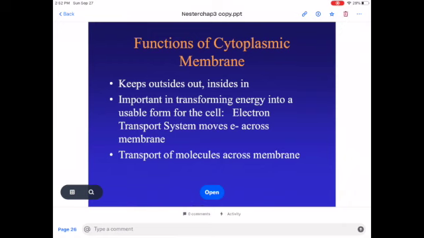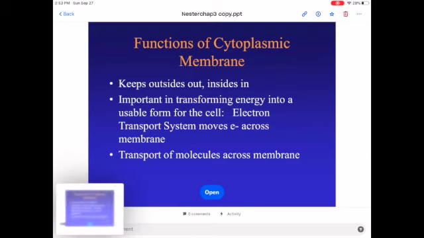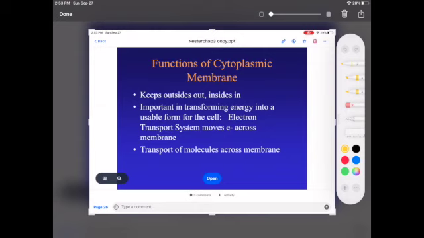So the functions of the cytoplasmic membrane: it's to keep the outsides out and the insides in. If something's going to be a cell, we have to have a defining spot for what's inside a cell versus outside the cell. But this second bullet's really important here, so let me take a screenshot for you all. We'll do yellow.